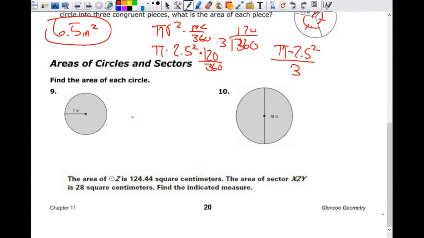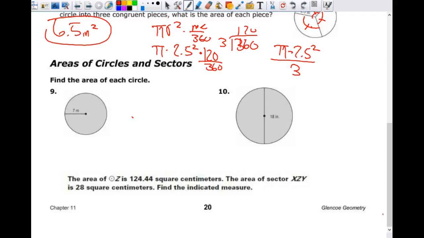The area of the circle is 214.44 square centimeters. The area of the sector is 28 centimeters. Find the indicated measurement. It doesn't really tell you which measurement you're trying to find. So what we're going to do is figure out how big the angle is.